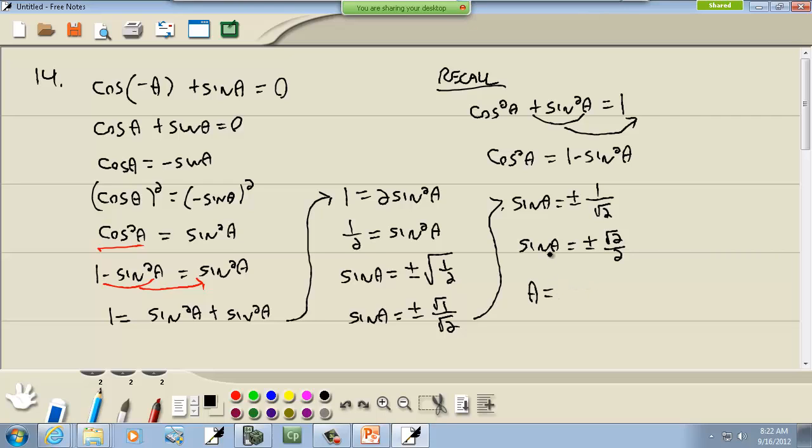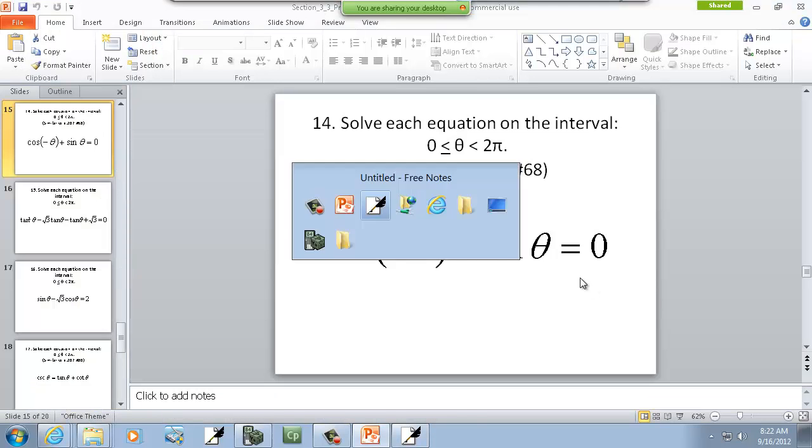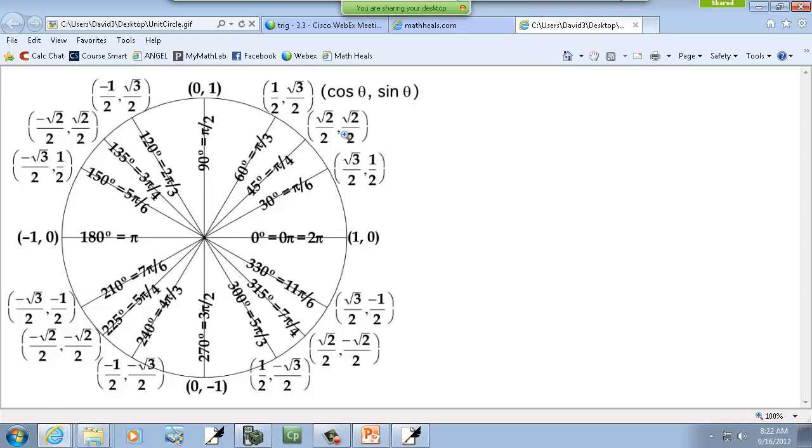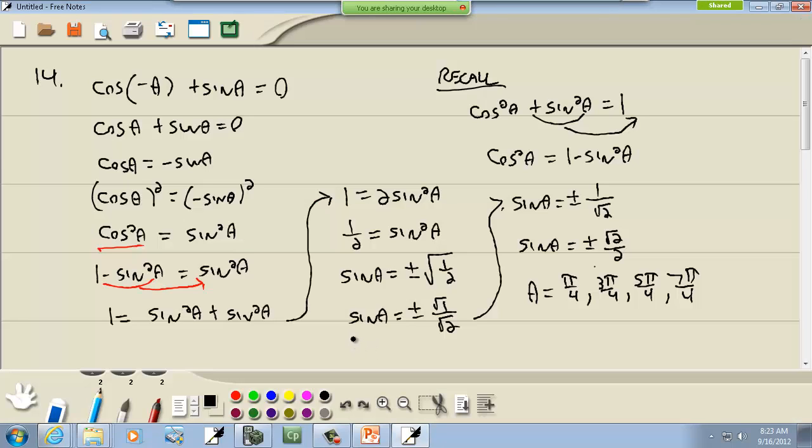So that gives us square root of 2 over 2. Now if we look around our unit circle, where sine is equal to positive or negative square root of 2 over 2, that's pi over 4, 3 pi over 4, 5 pi over 4, and 7 pi over 4. Sine is our y. So square root of 2 over 2, negative square root of 2 over 2, negative square root of 2 over 2, and negative square root of 2 over 2. I should point toward the y's when I do that.